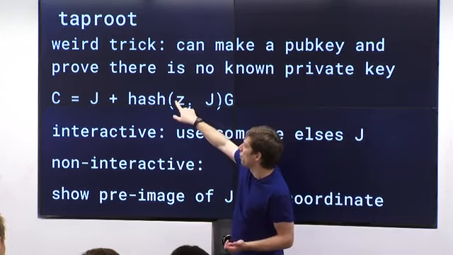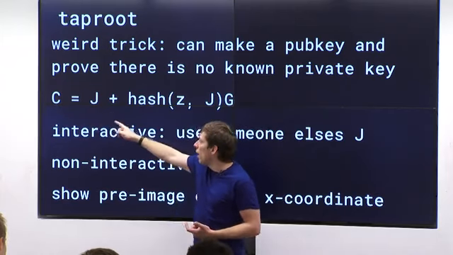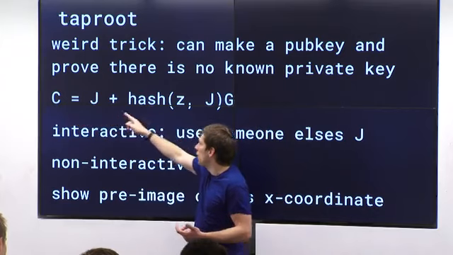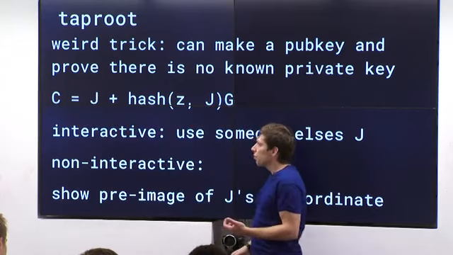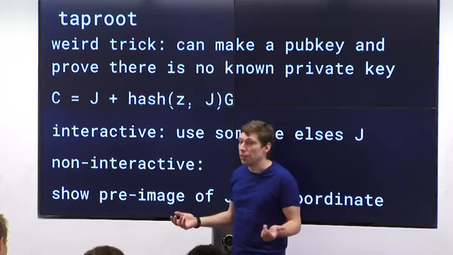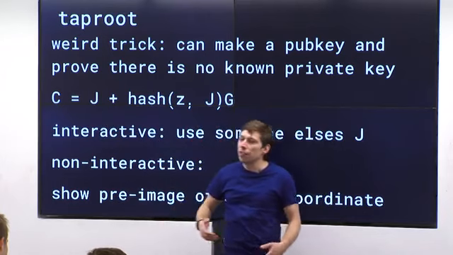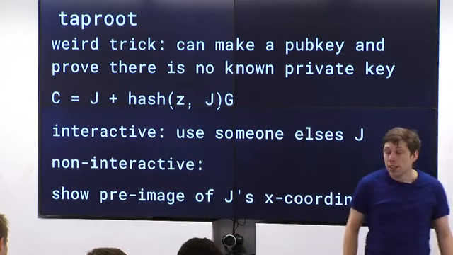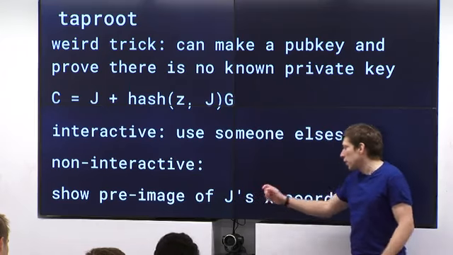If I'm sending to a script that involves someone else, I say, hey, can you come up with a key J? I'm going to compute a key C that's J plus the hash of the script, comma J times G. And then I can prove that to you after the fact. And you can say, okay, well, I know it's my key. So interactive, I can show that it's someone else's key. Non-interactive, I can just say, look, I know the preimage of the x-coordinate of J.